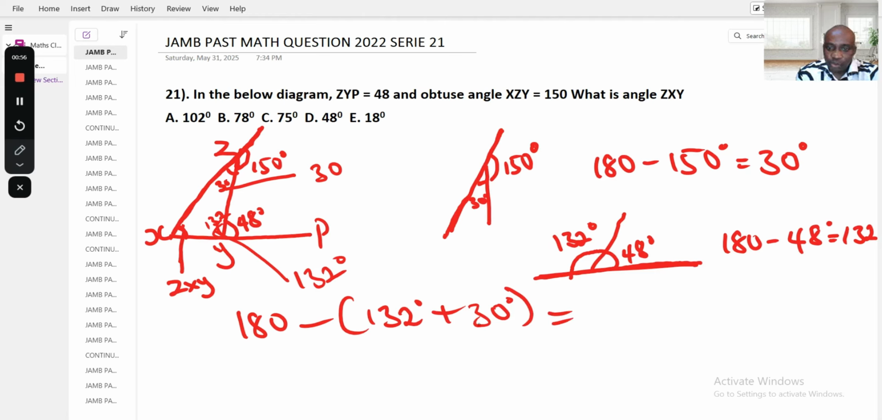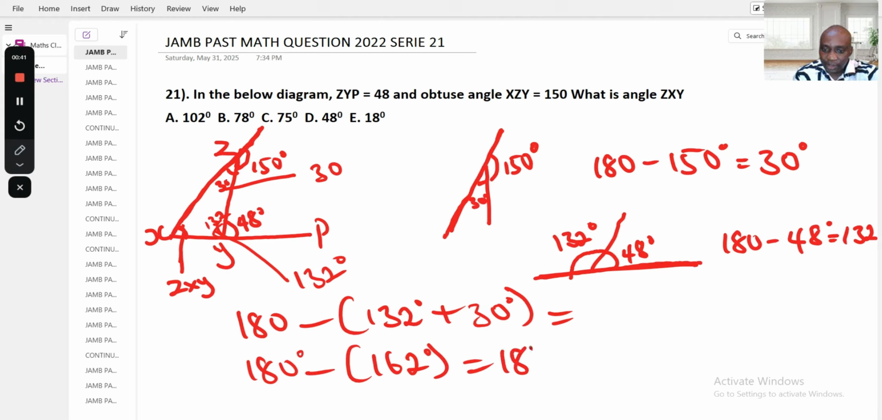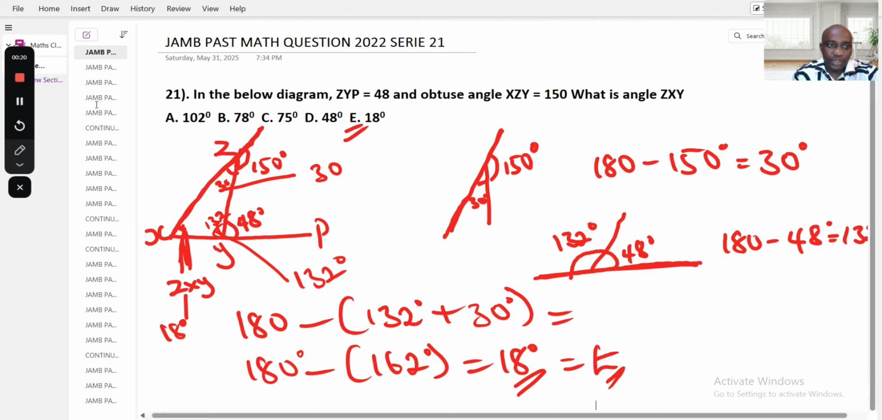What is 132 plus 30? The total is going to give us 162 degrees. 180 degrees minus 162 degrees is going to give us 18 degrees. Our final answer will be 18 degrees. What does the question say we should look for? ZXY, which is this space that we got as 18 degrees. Where is 18 here? E. Let's move to the next question.